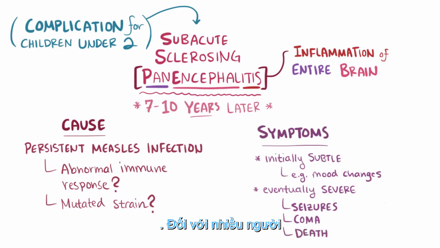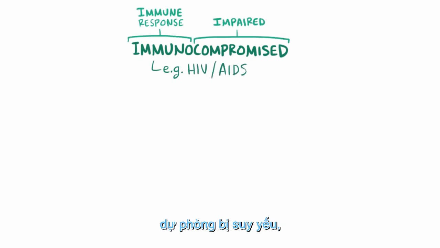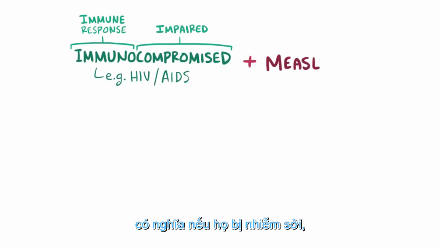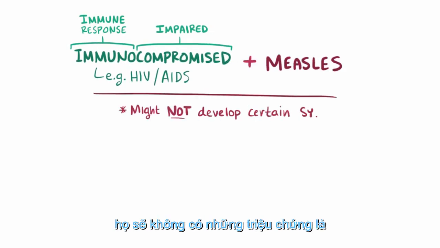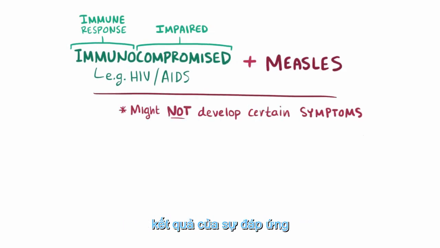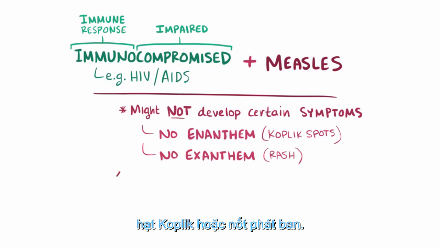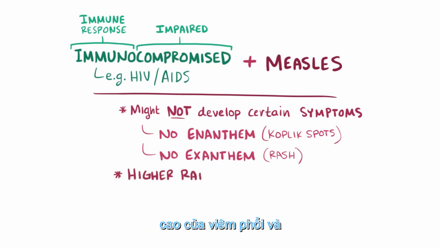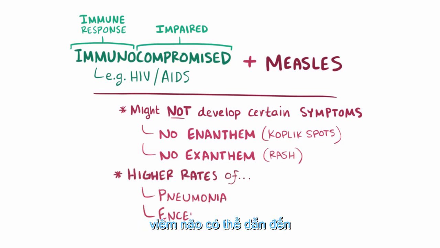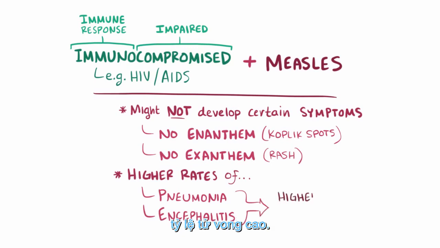For people who are immunocompromised, for example, people with HIV or AIDS, their immune mediated responses are impaired. That being said, if they get measles, they might not develop some symptoms that are a result of the immune system responding to the measles virus, like the enanthem or the Koplik spots, or the exanthem, the rash. These people, though, also have higher rates of pneumonia and encephalitis, which contribute to a higher mortality rate.